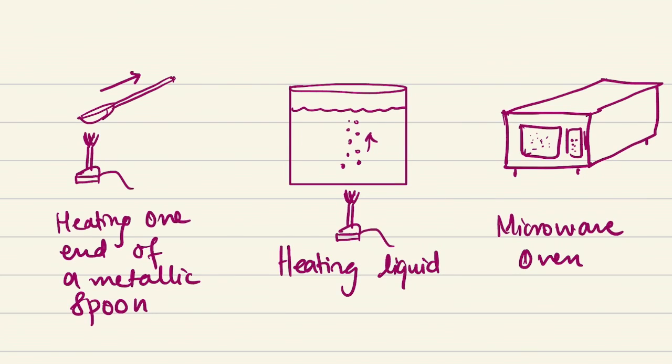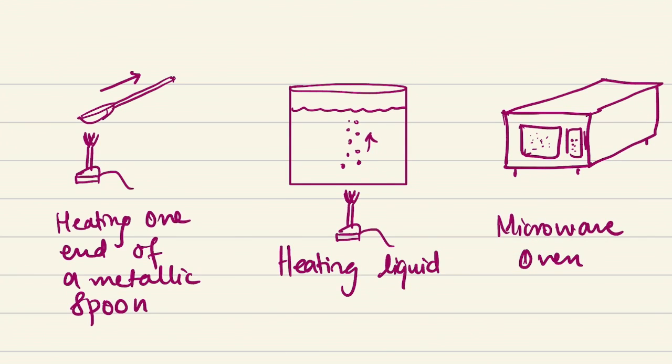Then comes radiation. We all might have a microwave oven in our homes, and in a microwave we use microwaves from the electromagnetic waves. Electromagnetic waves are of many types. We have gamma, X-rays, UV, visible light, infrared, microwave, and radio waves, out of which we use microwaves in an oven.